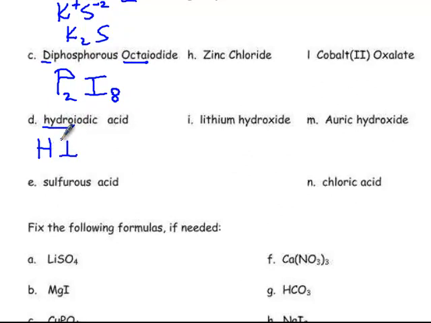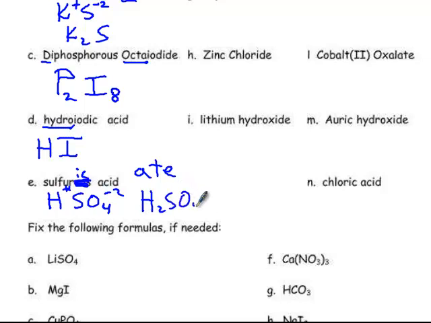Hydroiodic tells us it's binary. I probably shouldn't have picked the same one. I told you to fix this one in class today because we did not name the other acids. We only did binary and the polyatomic ions that end in -ate. So sulfuric would be sulfate. So we have hydrogen with a +1. We have sulfate with a -2. And so the correct formula for sulfuric acid is H2SO4.